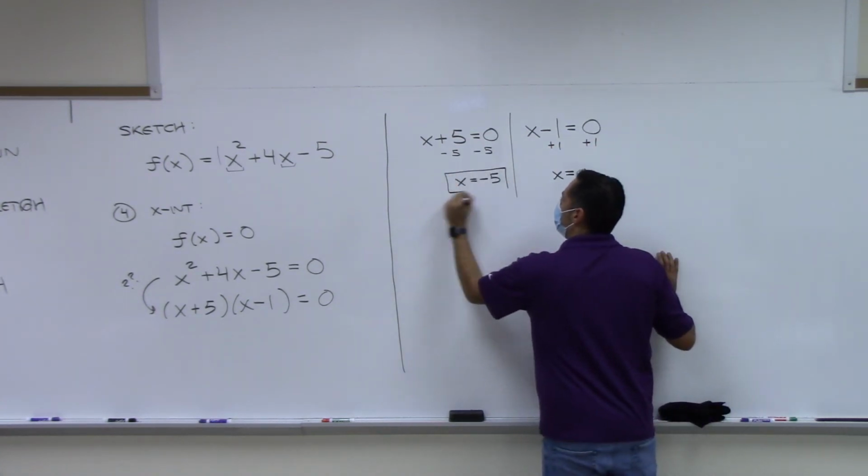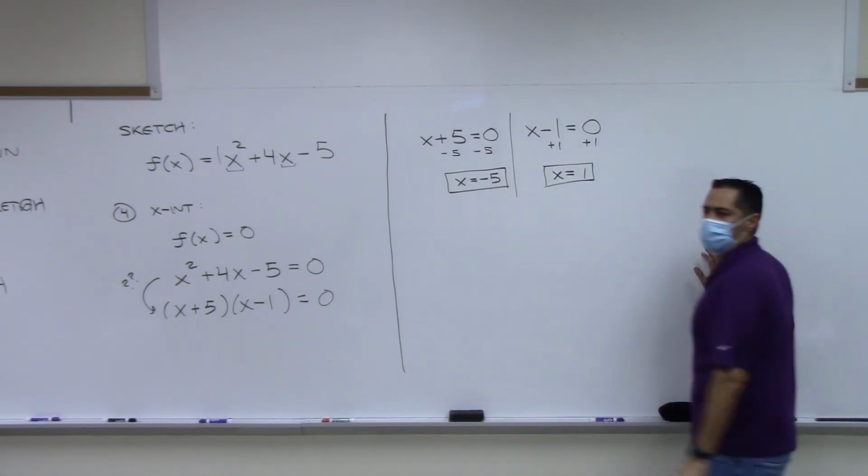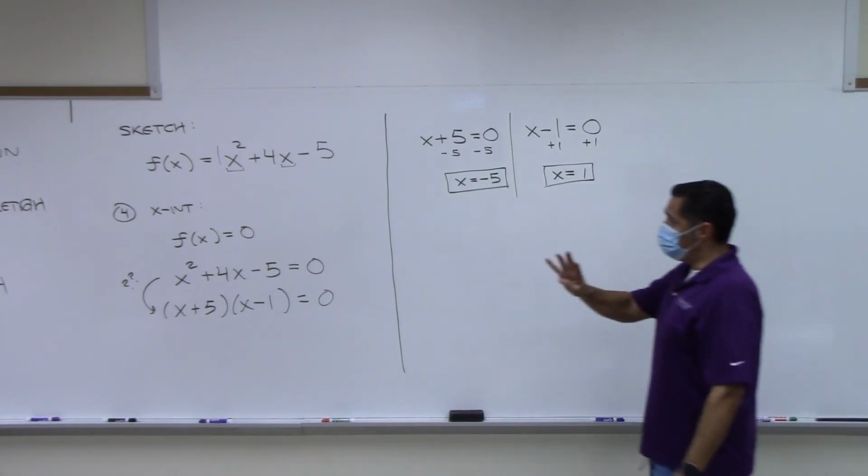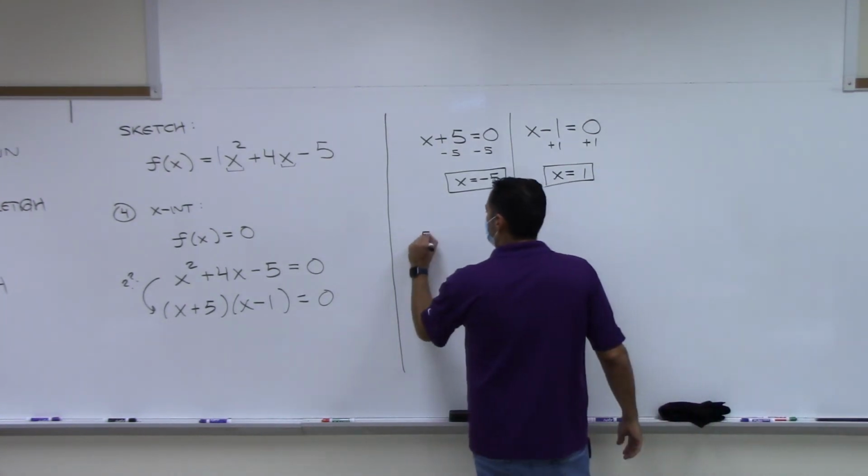So we have 2 x-intercepts. And didn't we say we would have 2? There they are. How are we doing? Okay. 4 steps done. 5th step. Y-intercept.